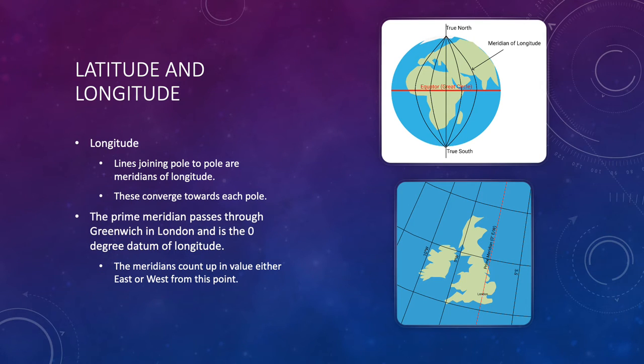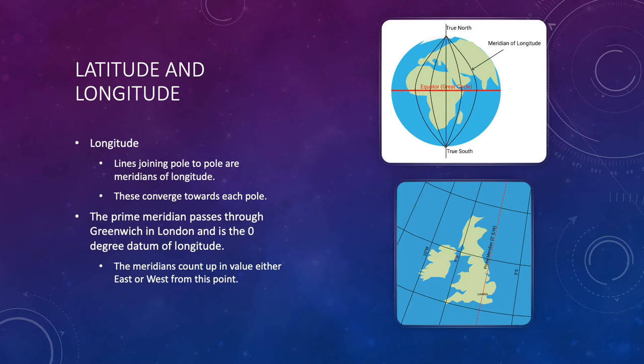So now we're going to look at longitude. So we've looked at latitude, which are those horizontal lines parallel to the equator, and now we're going to look at longitude. And longitude are lines joining pole to pole, and they are also known as meridians. What they do is they converge towards each pole. So at the pole, these lines of longitude are the closest together.